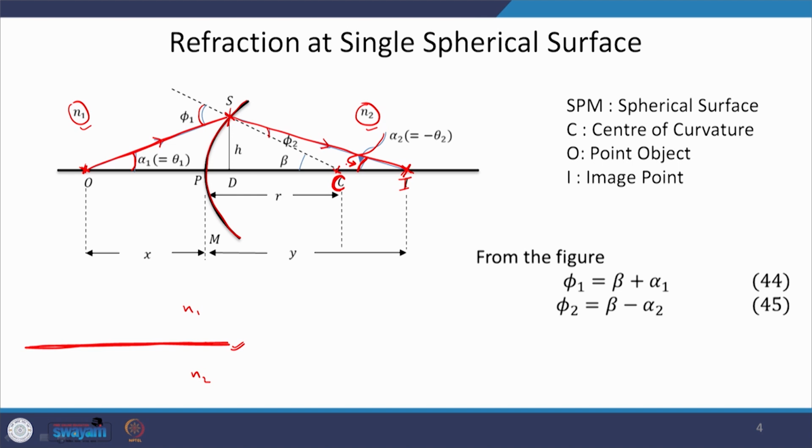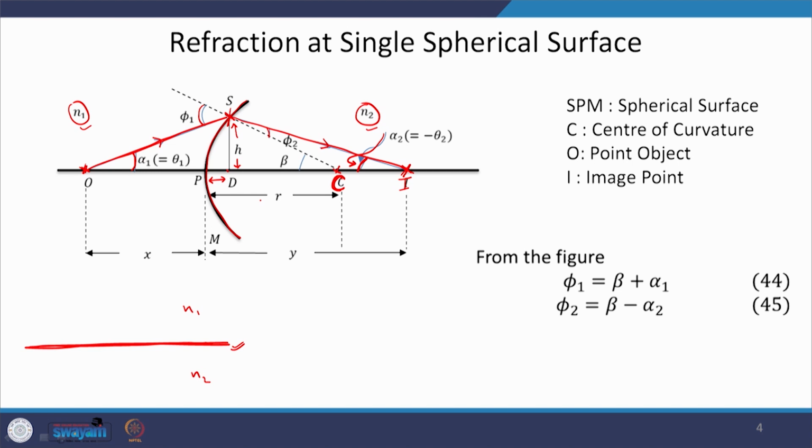Okay. Now, the curvature of this curved sphere is such that length PD is very small, and this point S is at a height h from this point D. Okay. Now, since C is the center point, the center of curvature, the distance from P to C would be R, which is your radius of curvature.